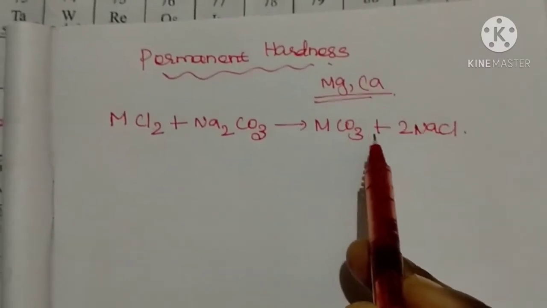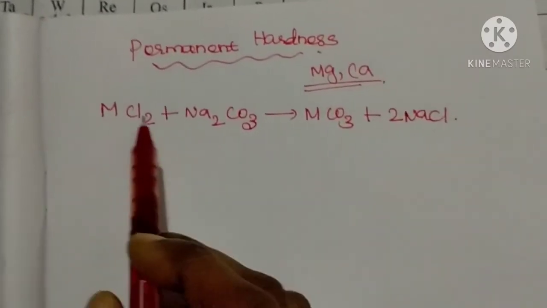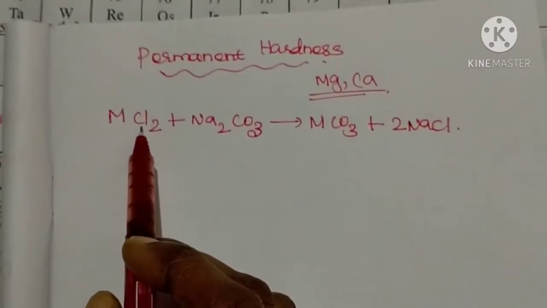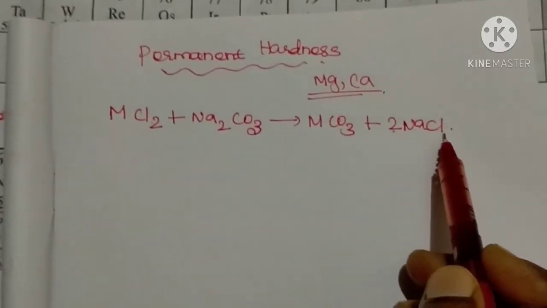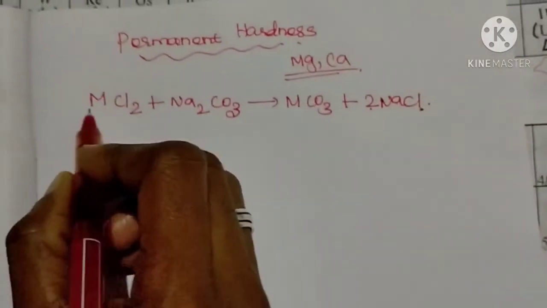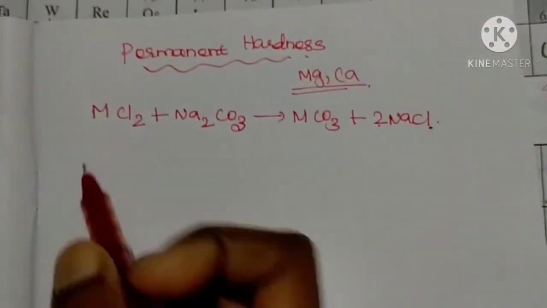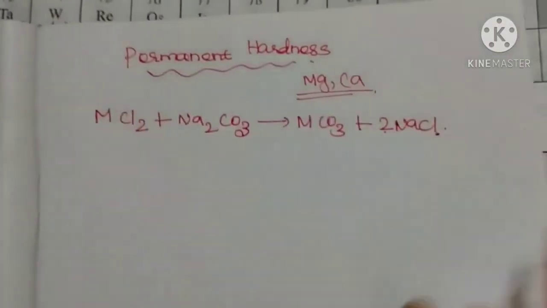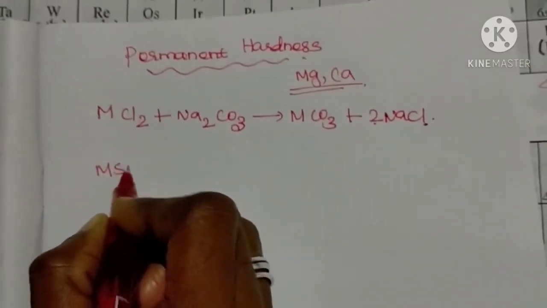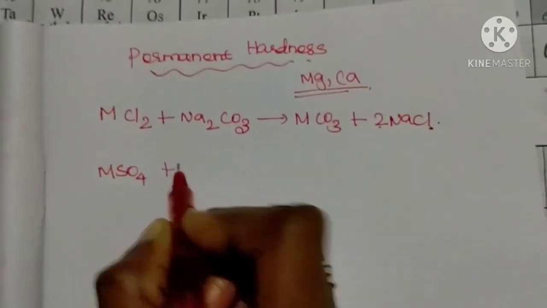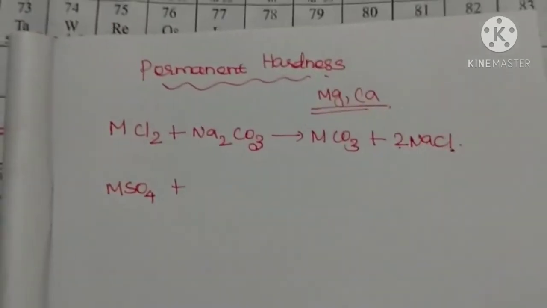See this reaction. The metal cation combines with the carbonate and forms metal carbonate, that means magnesium carbonate or calcium carbonate. And the remaining chlorine combines with the sodium and forms two molecules of sodium chloride. So the chloride form of the metal cation is removed.